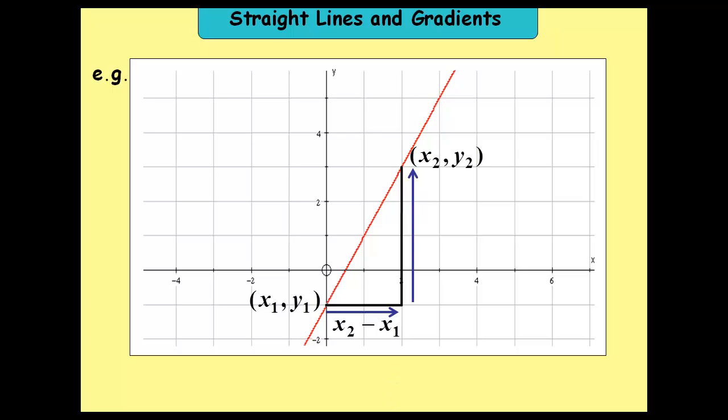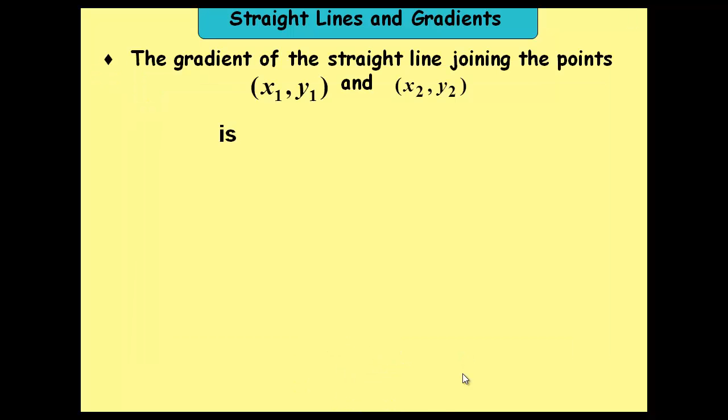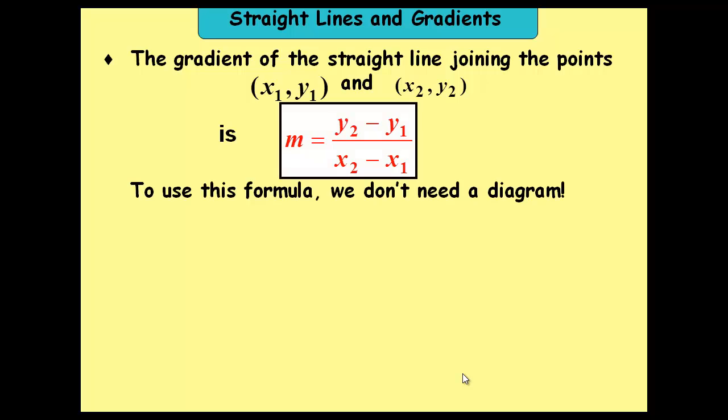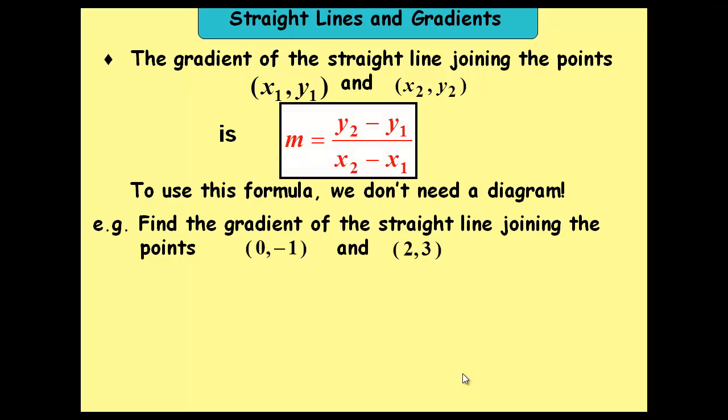And how much we go up is the change in the y values. Y2 minus y1 is the y value here minus the y value here. And this gives us a general equation for finding the gradient: y2 minus y1 divided by x2 minus x1. We don't need a diagram, we can just do it straight from the points.